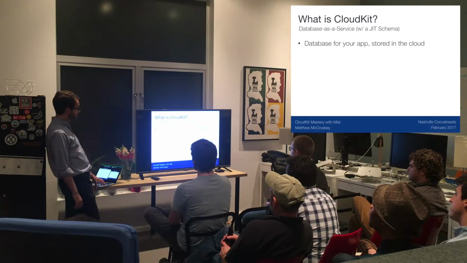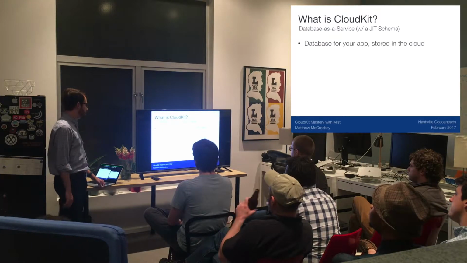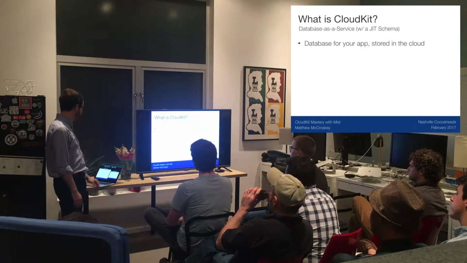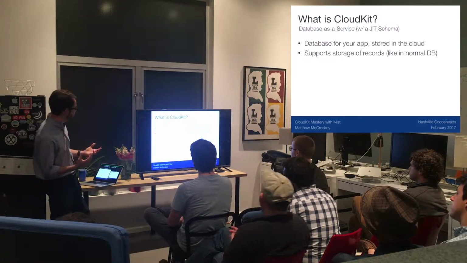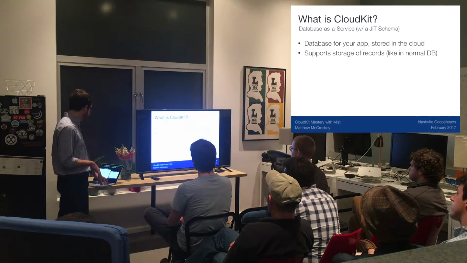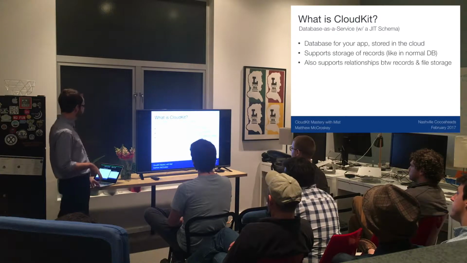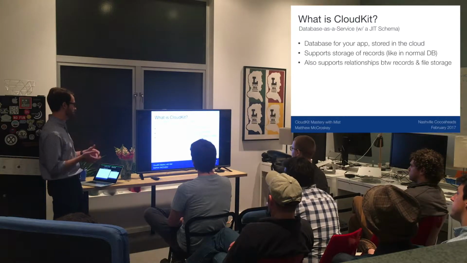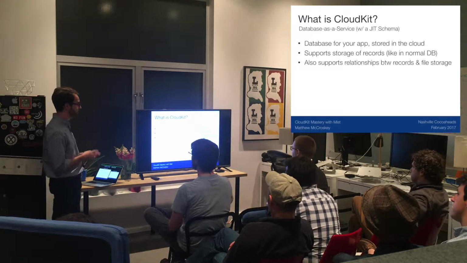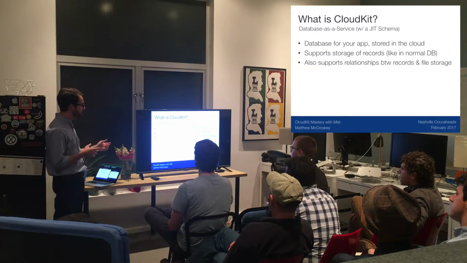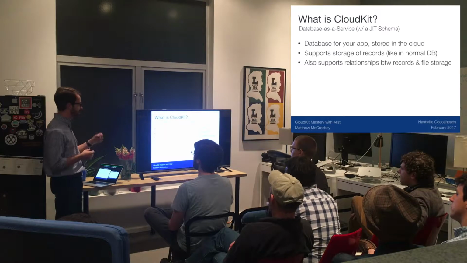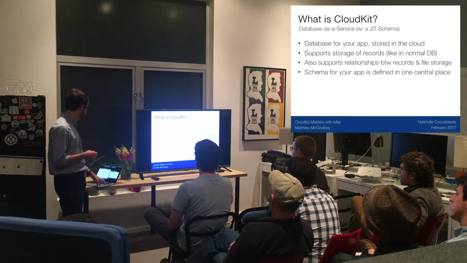Okay, so it's database as a service with a just-in-time schema. That means it's a database for your app stored in the cloud. It supports storage of records, just like in a normal DB, so rows in a database. It also supports relationships between records, like most databases, and file storage. It doesn't support free-floating files, it doesn't sound like an S3 bucket. You can associate files with records, and that causes them to be stored.